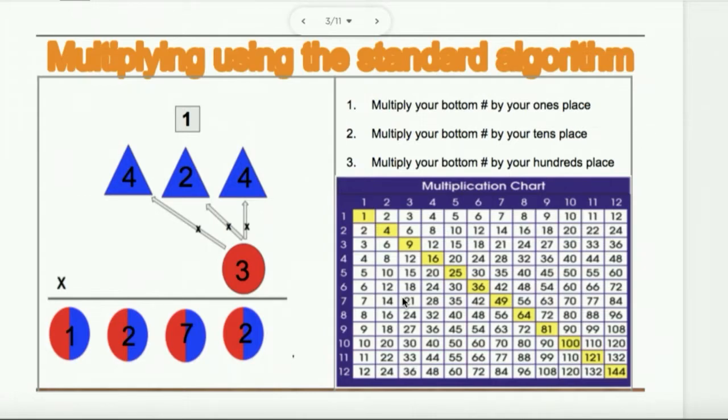You're probably wondering, Ms. Turner, why are we learning this strategy? And the reason is pretty simple. It's because using the standard algorithm is a little bit quicker than using discs, and it's a little bit quicker than using a partial product. And you'll see why. Let's go ahead and practice on our first problem.